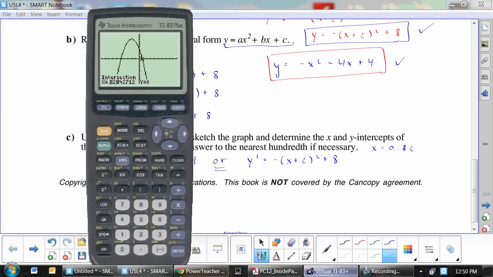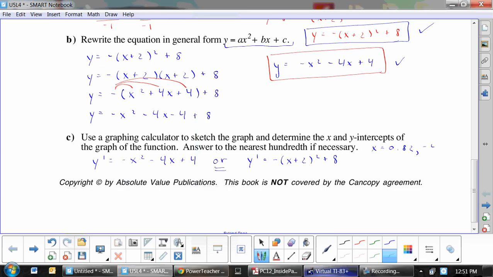So I go second trace, intercept, yep. And then I'll find the other one. So to find the other one, remember you have to scroll the little spider blinker all the way over to the other one. Yep, just close. And you get negative 4.83.